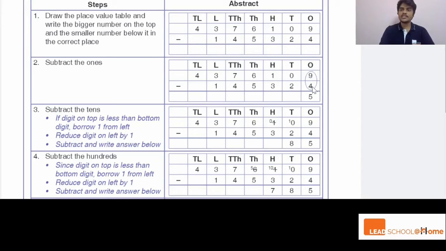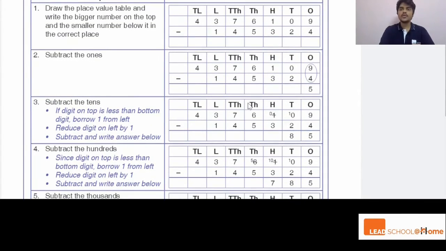Then we subtract the ones place, we get 5. Next we go to the tens place. Here we have 0 minus 2. So we have to take a borrow. 0 minus 2 can't be done. We can't subtract 2 from 0. So we have to take a borrow from the hundreds place. And then we take 100 and we get 10 tens. So 10 minus 2 will be 8.